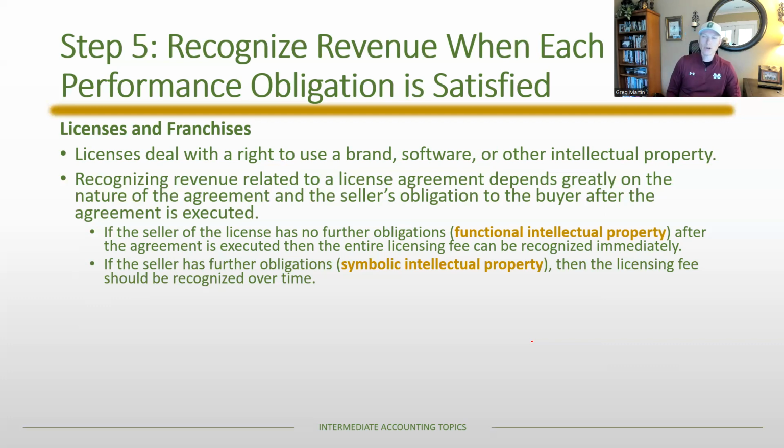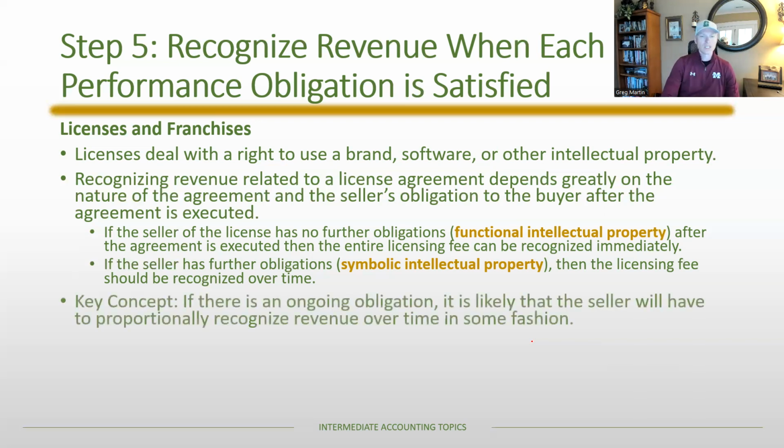And so at that time, you'd have to recognize the fee over time as you continue to perform. Again, the way you handle a licensing agreement greatly depends on whether you have an ongoing or further obligation. If there is no further obligation, recognize it immediately. If you do have further obligations, then you have to wait. Again, the first one's functional, the second one is symbolic. I hope by now we've talked about this enough that you probably could have guessed it, but I wanted to be explicit here. Key concept, again: ongoing obligation, proportionally recognize it over time.